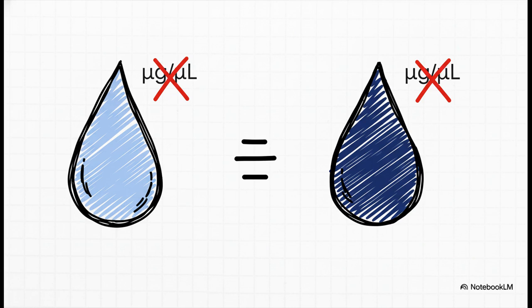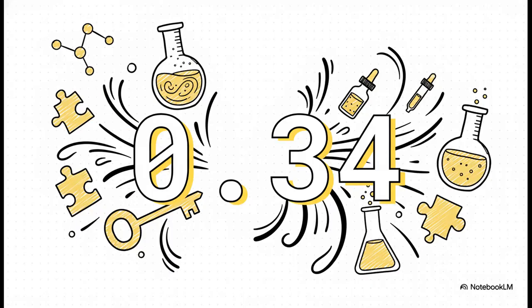Okay, step 1, calculating the dilution factor. We take our final concentration, which is 17, and we divide it by our initial concentration, which is 50. And check this out. The units, micrograms per microliter, they just cancel each other out. This leaves us with a simple, pure number. And the number is 0.34. This is it. This is our key. This is the dilution factor we were looking for. It's the piece of the puzzle that's going to solve everything else for us.